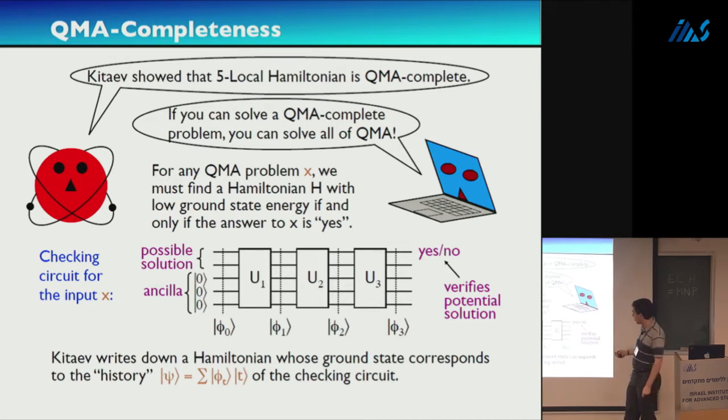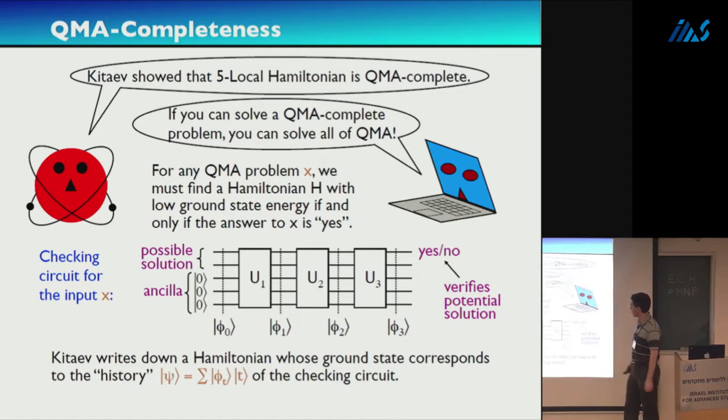And so the Hamiltonian that has this ground state constructed for this circuit will have low energy if and only if the original problem had the answer yes. So that's how we've done this reduction. We've converted the original QMA problem into an example of the 5-local Hamiltonian. And that's why it's QMA-complete.